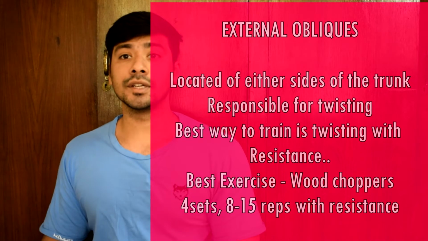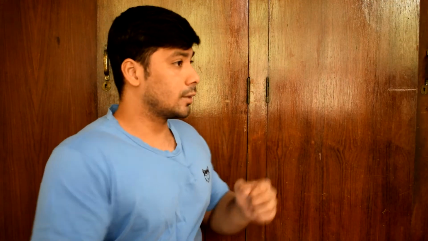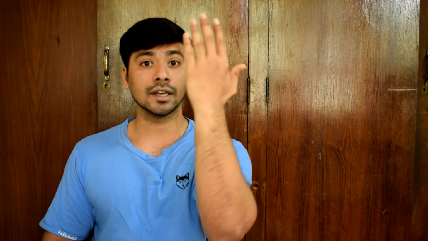Let's say I'm sitting here and I want to rotate my body. I'm keeping my lower body static and I'm rotating my upper body. So here the external obliques come into play. They support the entire trunk in rotation.